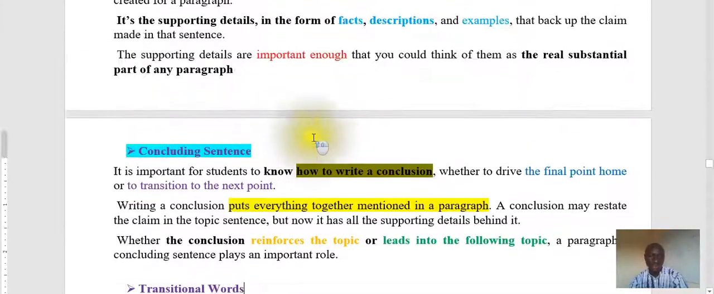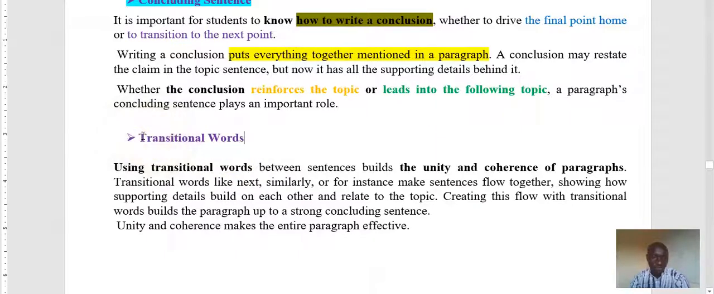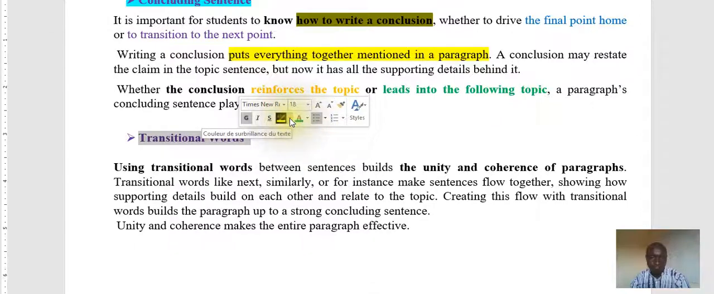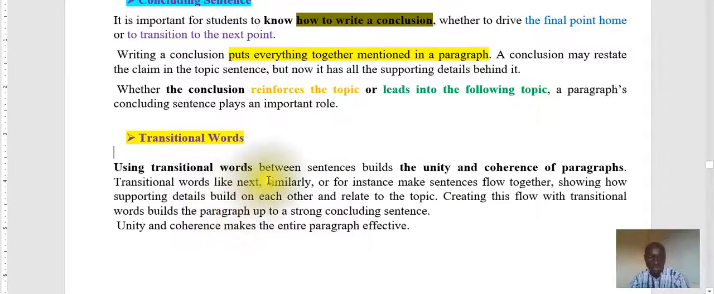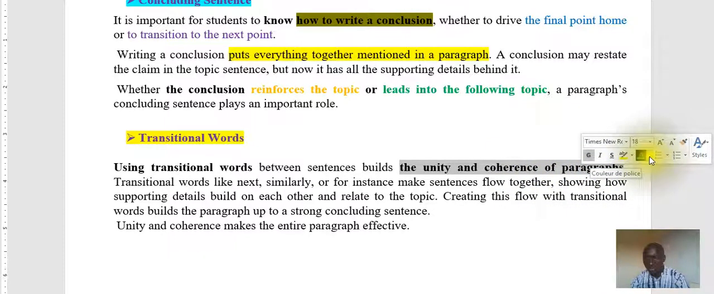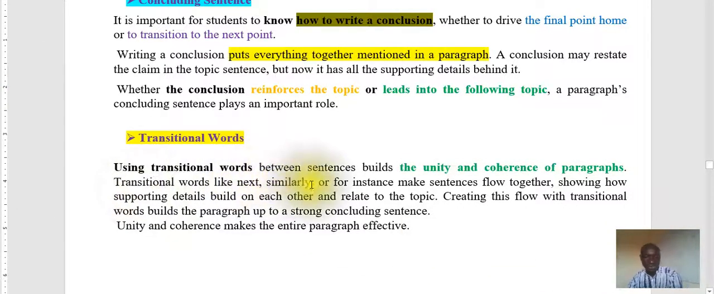We have transition words. We have seen the transition words. Transition words are very important. Using transition words between sentences builds the unity and coherence of paragraphs.